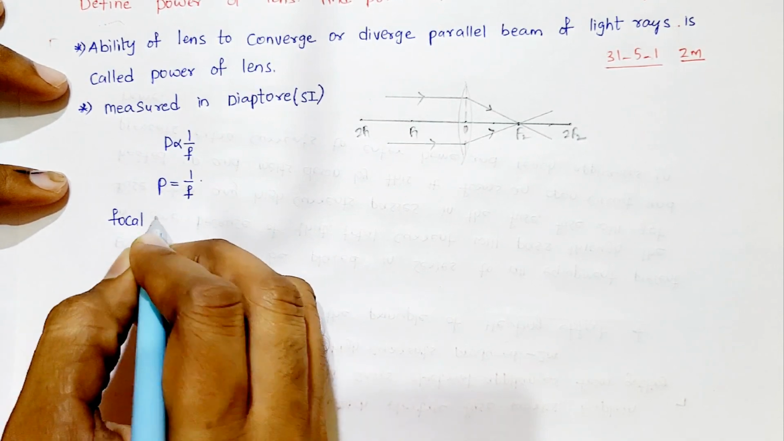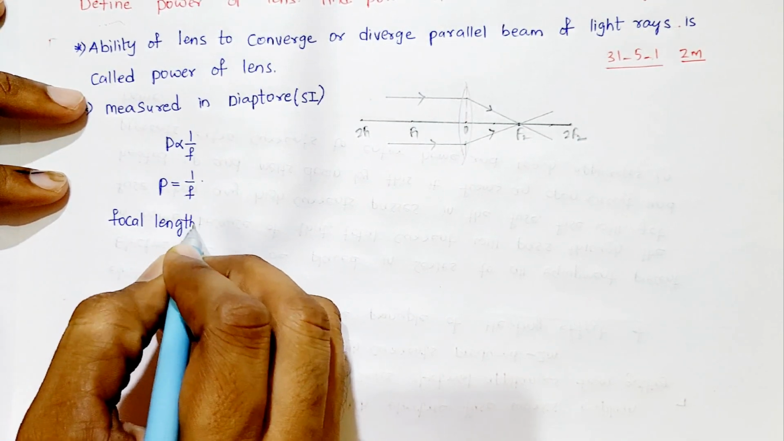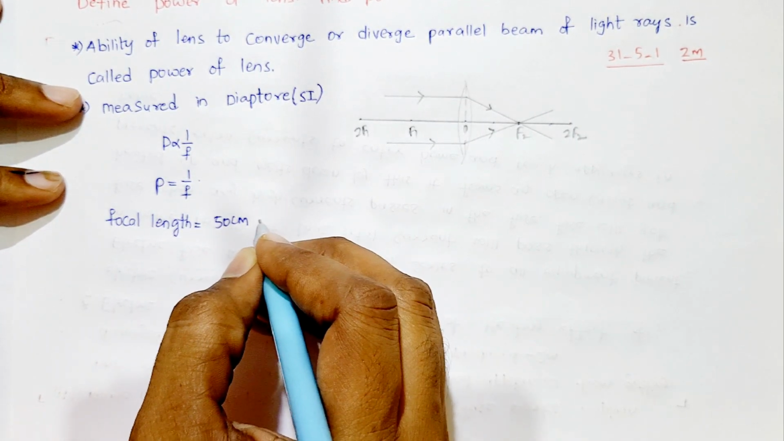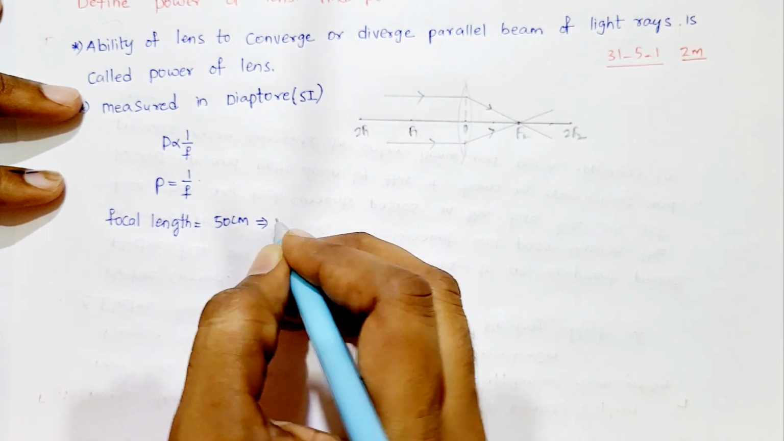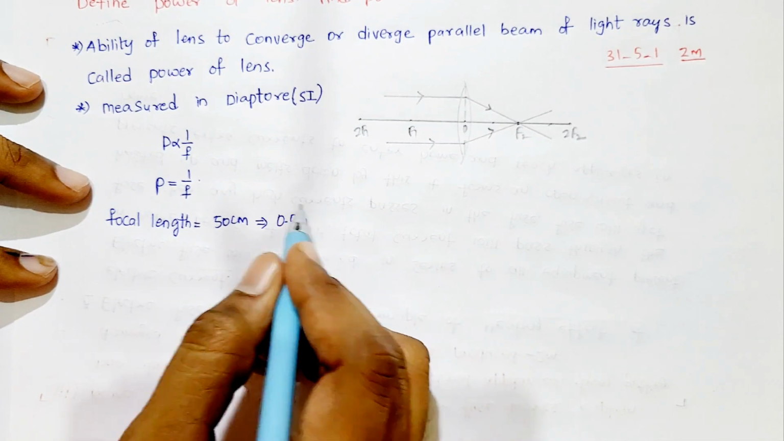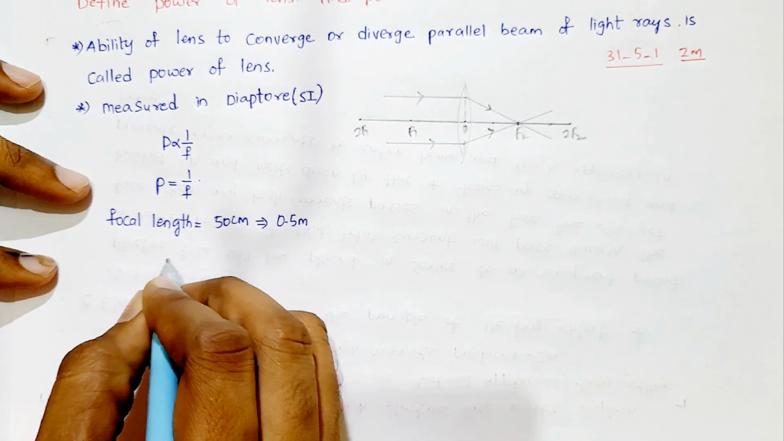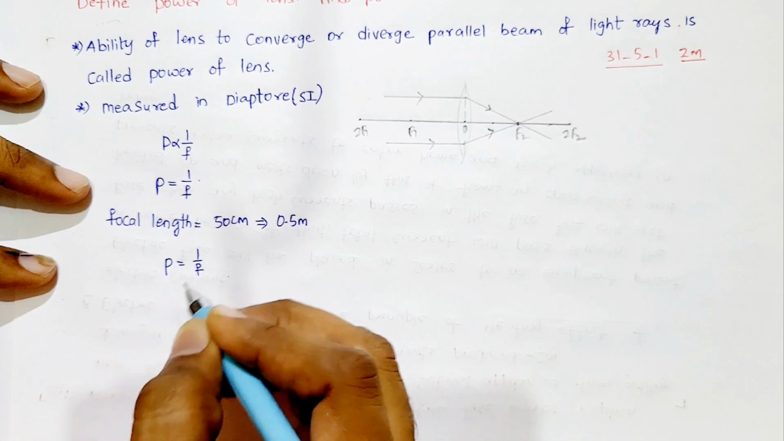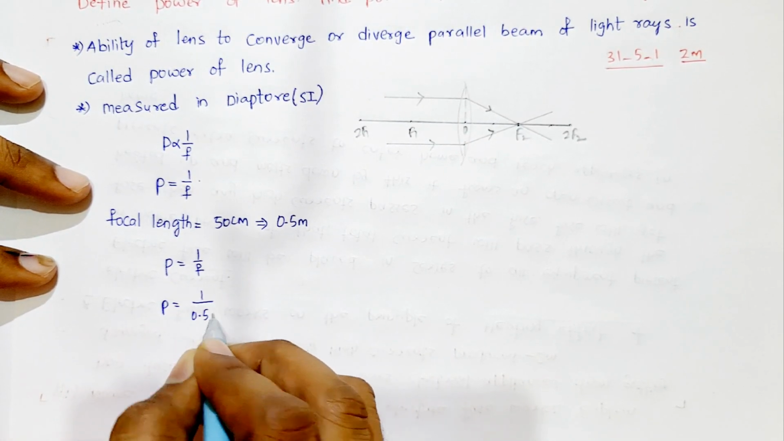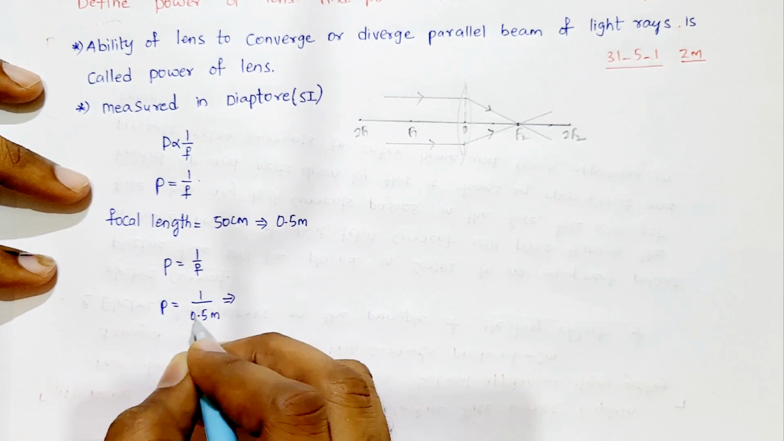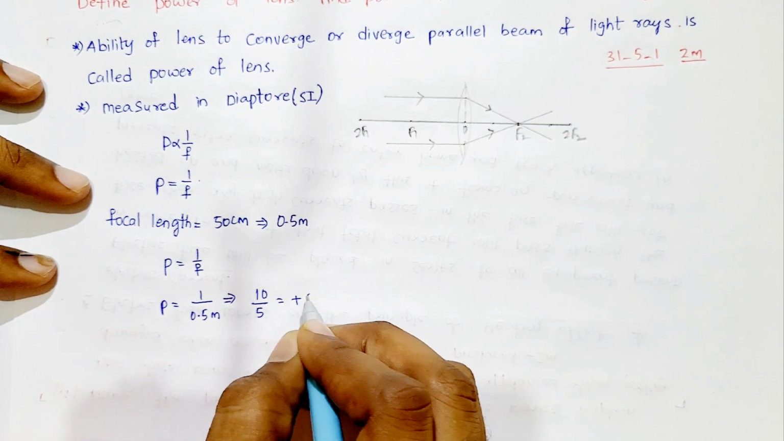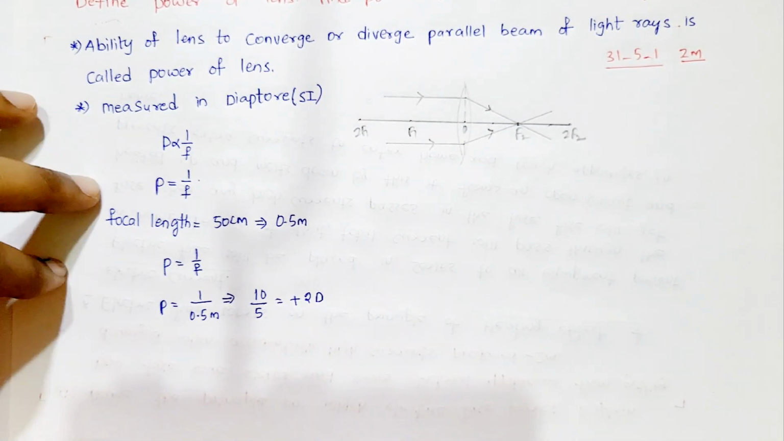What they gave? They gave focal length is equal to 50 centimeters. Correct? Convert 50 centimeters into meters, which implies 50 centimeters means 0.5 meters. Problem solved. So now you apply this 0.5 into the equation. P is equal to 1 divided by F. So P will be equal to 1 divided by focal length, 0.5 meters. So this can be written as 5 by 10. 10 goes up. 10 divided by 5. That is equal to plus 2 diopter. That much only. Very easy.